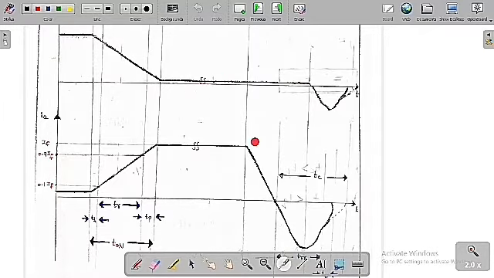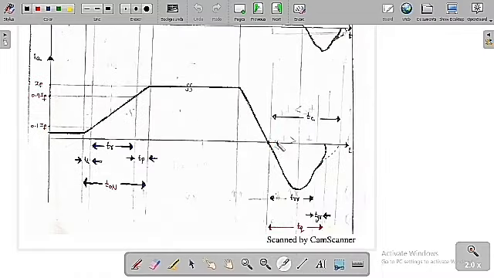Suppose now I want to turn off the device. By using some natural ways, by reversing the supply voltage, we are going to turn off the device. Then what is going to happen? As the device is off, the current is going to decay. It cannot become instantaneously 0, so it is going to become slowly 0 in this manner.